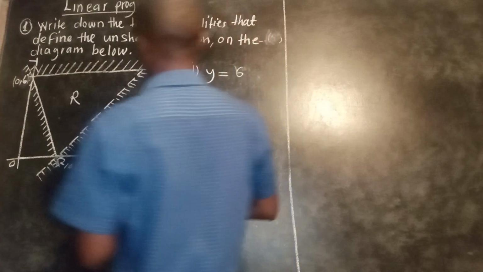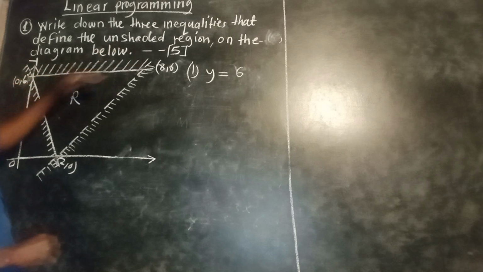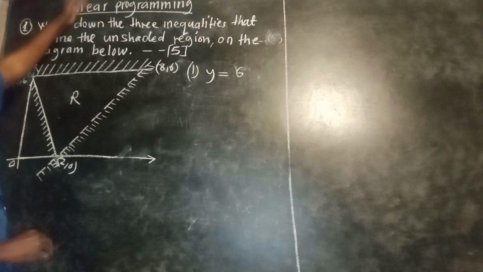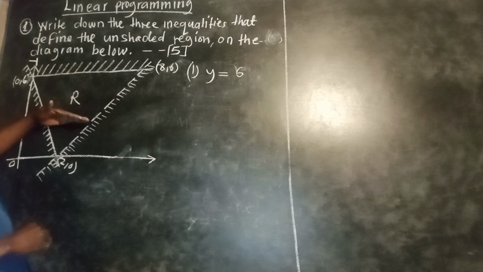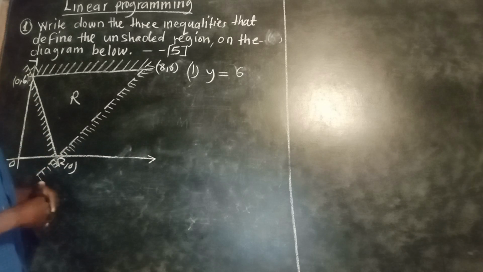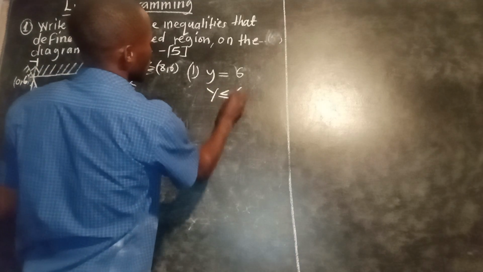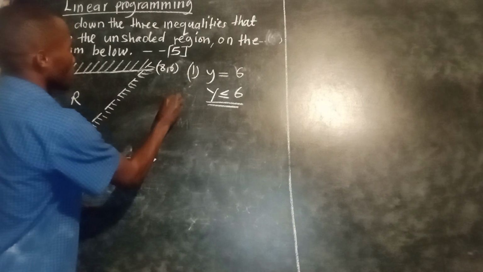So let us do that now. When you look at this shaded part, it is telling us that where it is shaded, y is greater than or equal to 6. So when writing, we need to write the opposite, less than or equal to 6. y is less than or equal to 6. That's what we are supposed to write. That is inequality 1. Then we go to inequality 2.